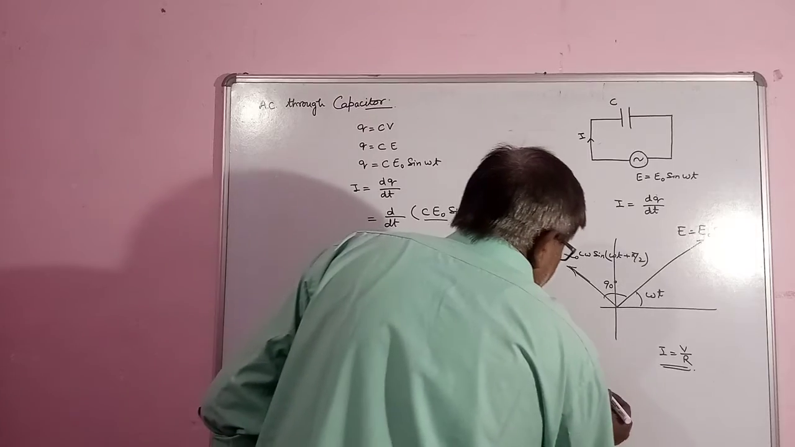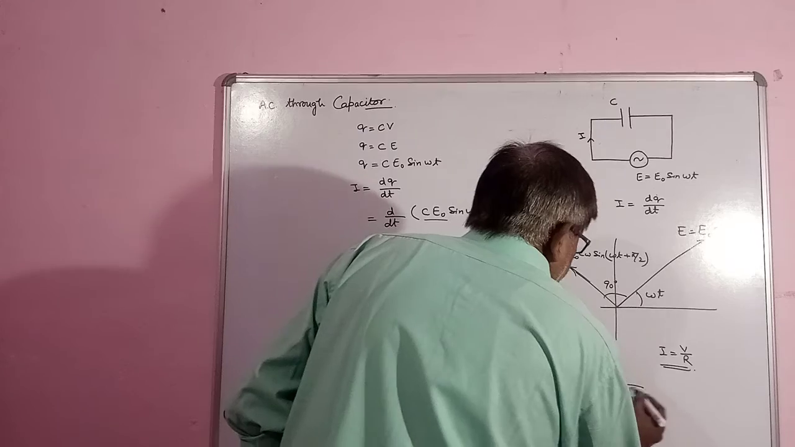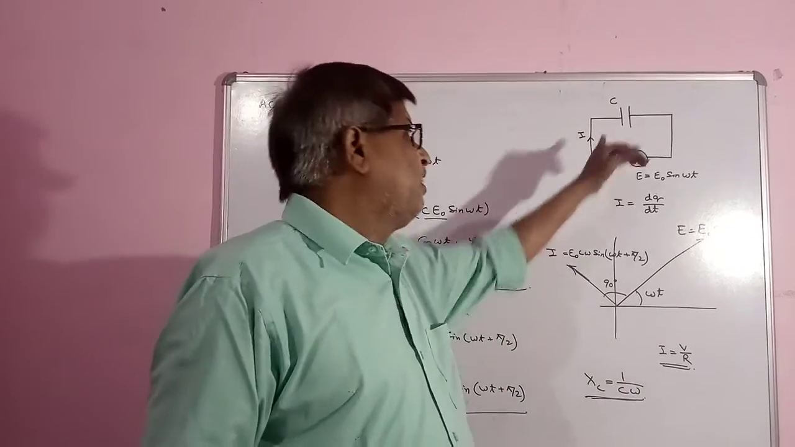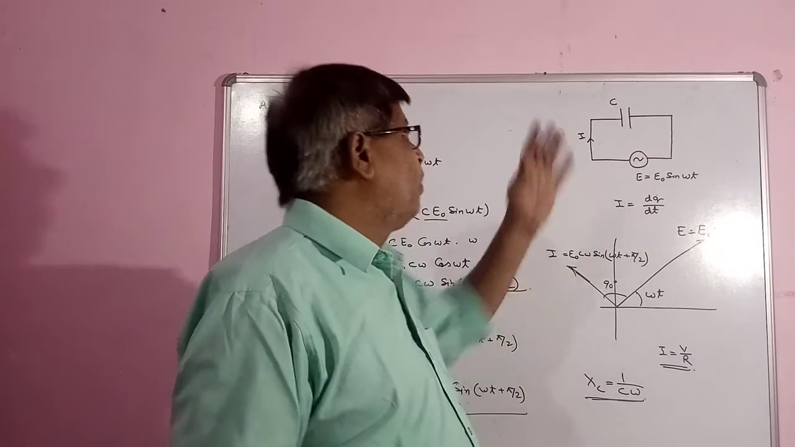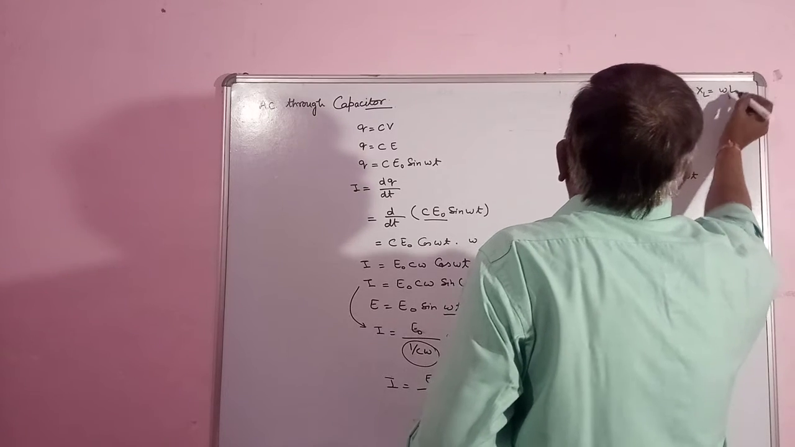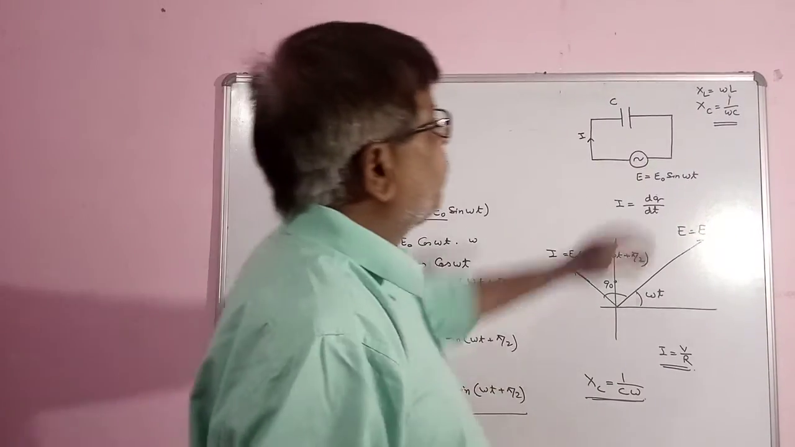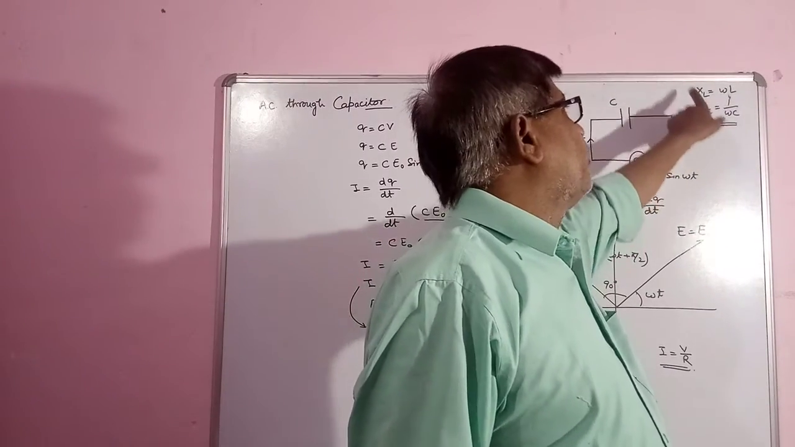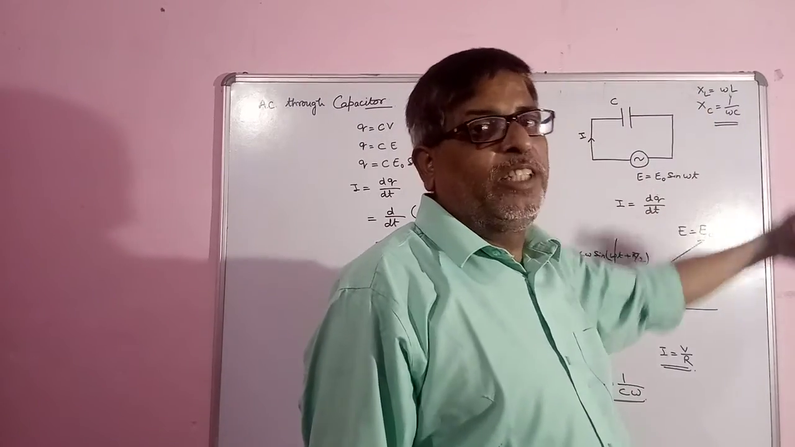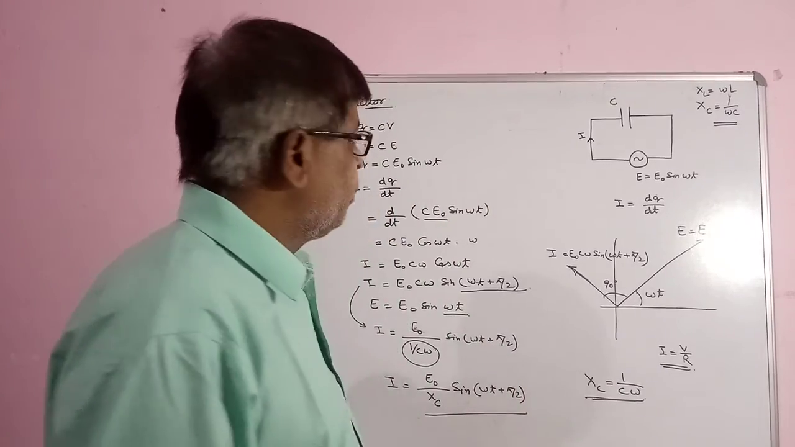This XC is called reactance, or capacitive reactance of the circuit. As in case of inductor, XL was omega L. Here XC equal to 1 upon omega C. This is also called reactance. Here it is called inductive reactance, and here it is called capacitive reactance. The value of capacitive reactance XC is 1 upon omega C, or 1 upon C omega.